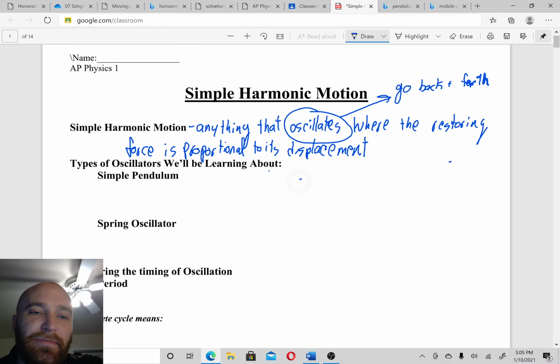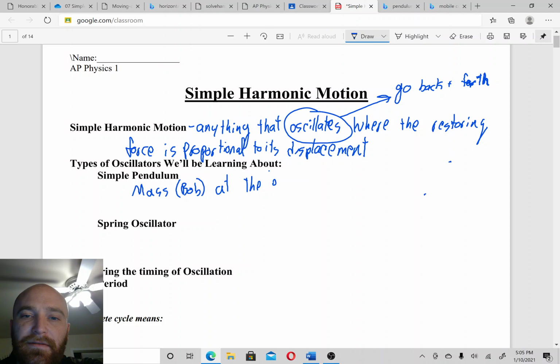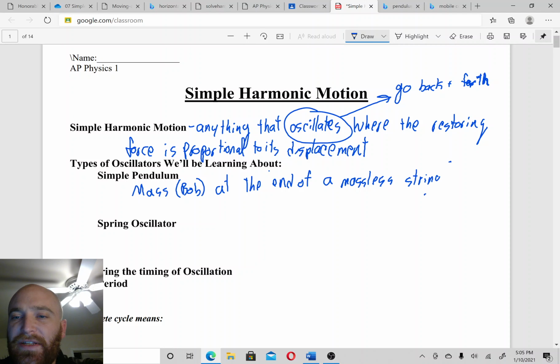So a simple pendulum, it's just a mass, which we call a bob. And that simple mass is at the end of a massless string. Now, no string is actually massless, right? Everything has mass. But it's kind of an assumption that we make to do the simple pendulum.